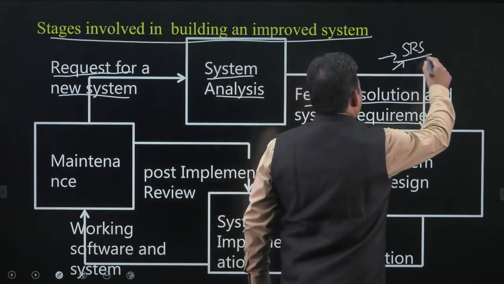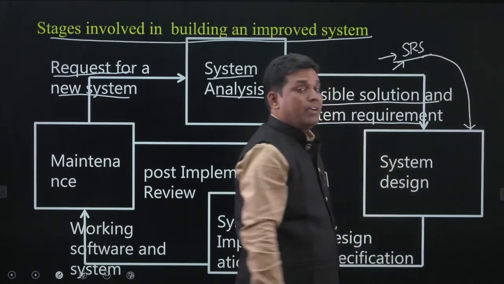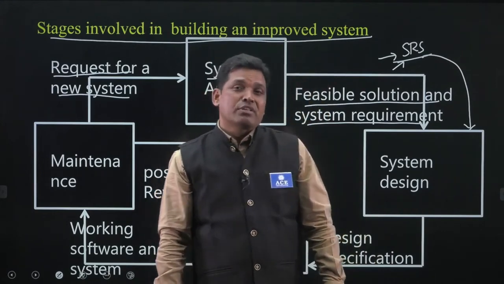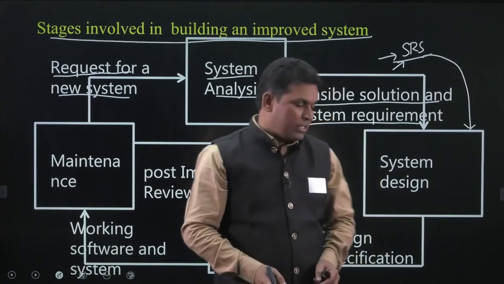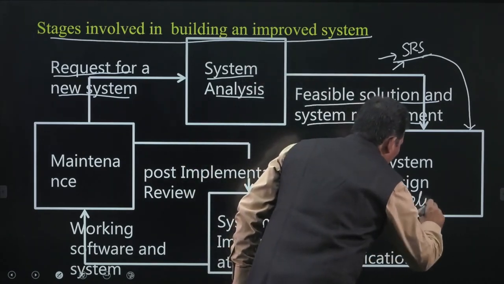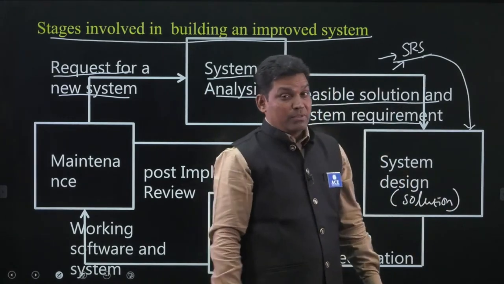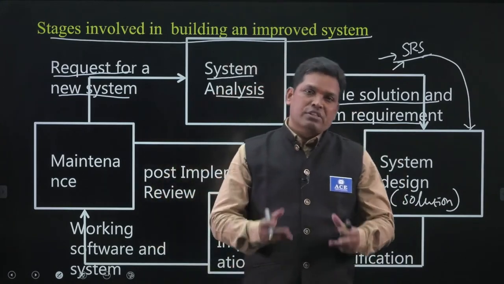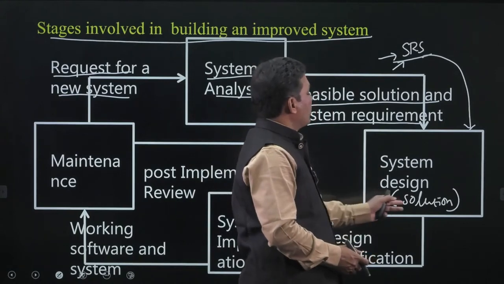Once the SRS document is ready, based on this SRS document, system design will take place. So what's the importance of system design? System design is nothing but preparing a blueprint for the software system. That means to say giving a solution for the software system. Who is going to give the solution for the software system here? The designers, architecture level designers, system designers, they'll prepare the blueprint and they'll give the solution.